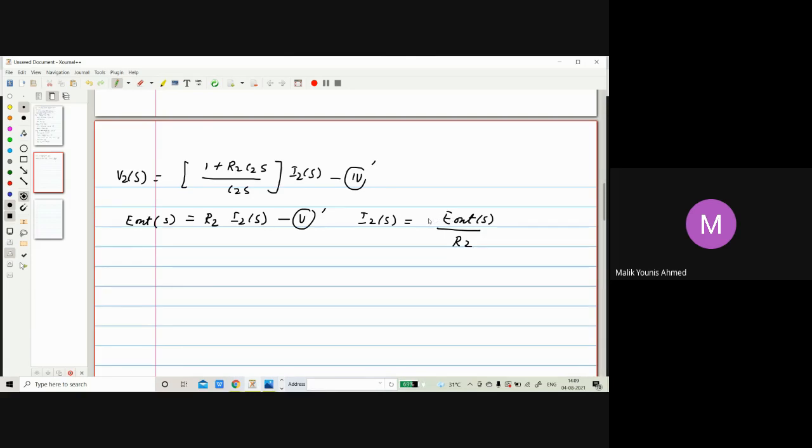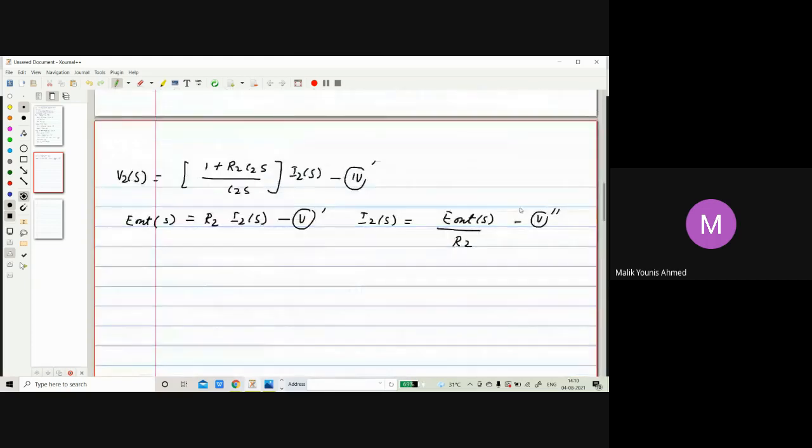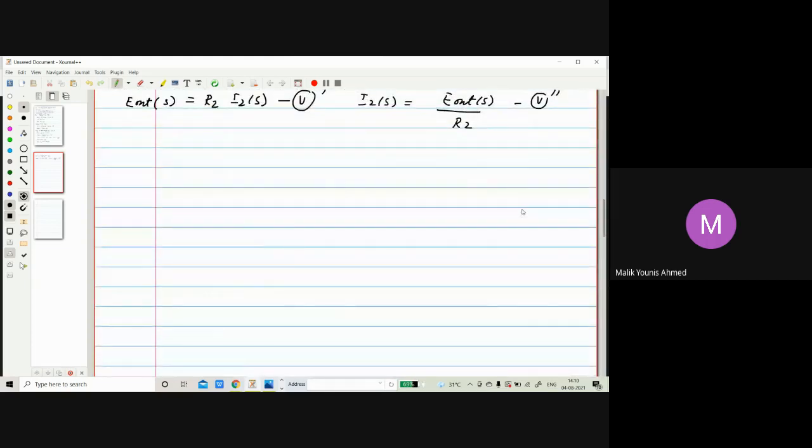Now, substituting the I dash value, we can call it, just for the sake of name, V double dash. We can see we need to get E out by E in of s. Now, step by step, we'll proceed.